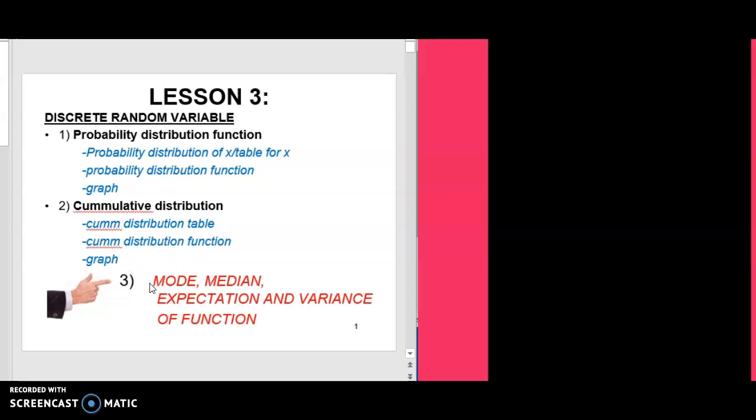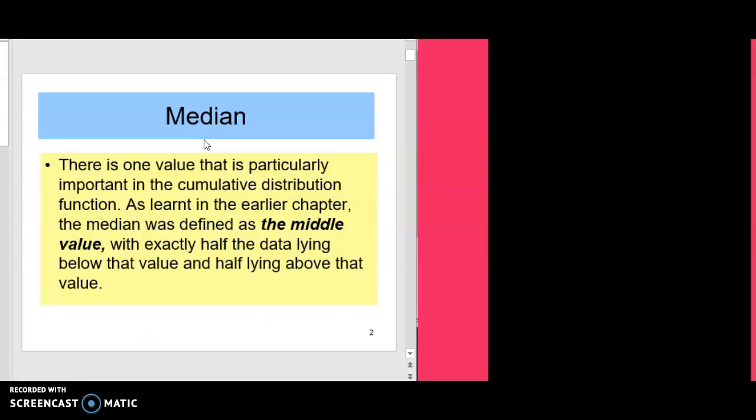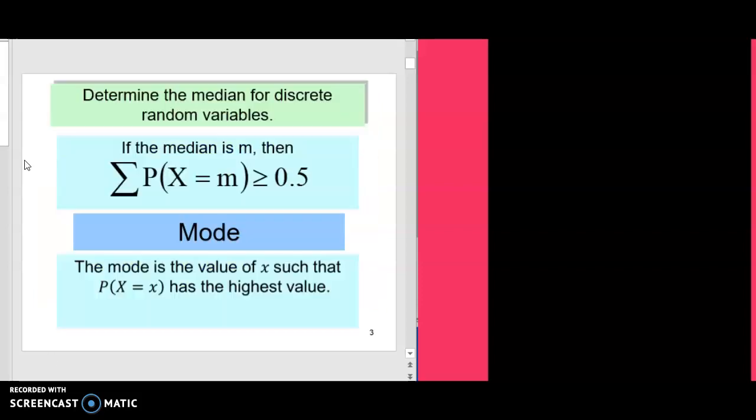So for today, we are going to learn how to find the value of mode, median, expectation, and variance of function. Expectation di sini bermaksud mean. This is the definition of median. You can read by yourself, but the key word here, median, is the middle value. Determine the median for discrete random variable. If the median is m, then the sum of probability x is equal to m is more than or equal to 0.5. Yang ni kita akan discuss pada slide yang seterusnya.